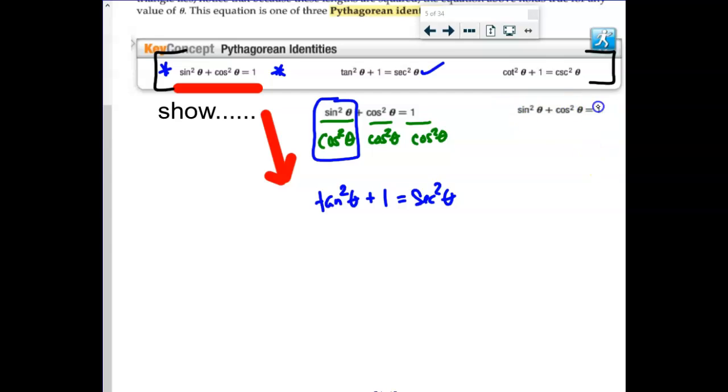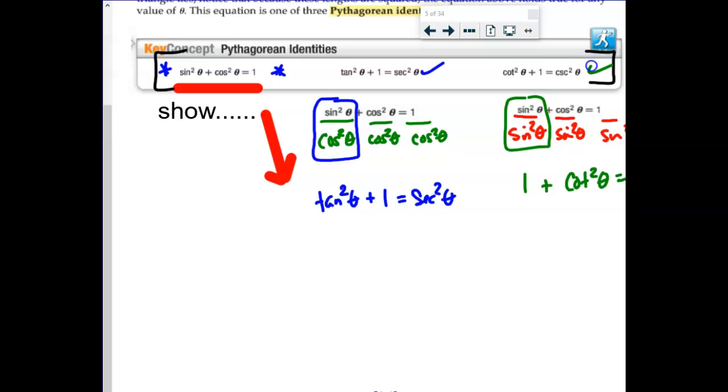So what do you think would happen if I took the original guy and I divided everything by sine squared? It's probably going to become the other one. So sine squared over sine squared is 1. Cosine over sine would be cotangent, but it's squared, so it's cotangent squared. And then 1 over sine squared would be cosecant squared, which is this guy. They put the 1 in the other order, but commutative property.